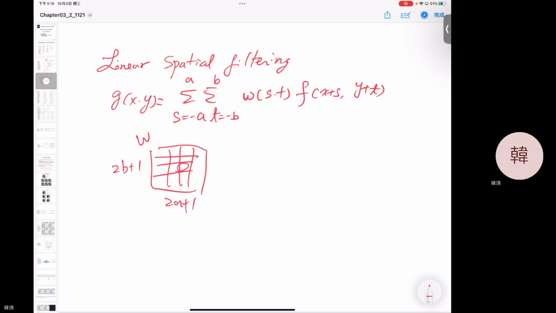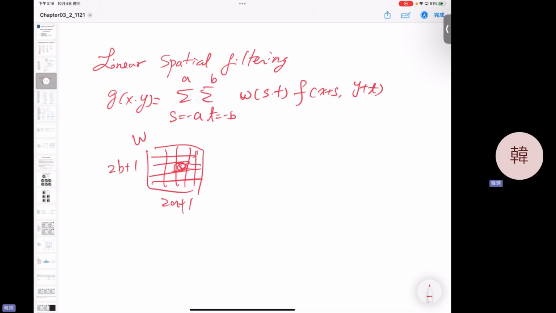And it should be an odd number. Okay, it's easier because you have a center here, and you have the right-hand side, left-hand side, upper side, lower side. It should be an odd number. Okay, for example, like 3, 5. 3 is the minimal size of your mask.